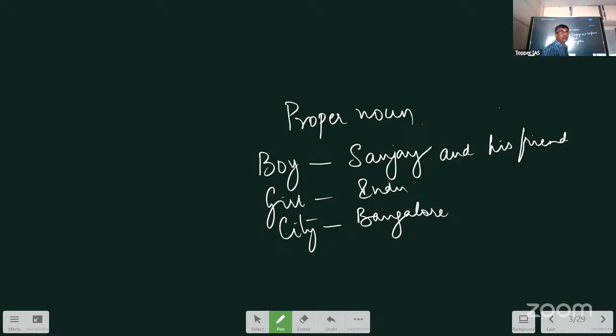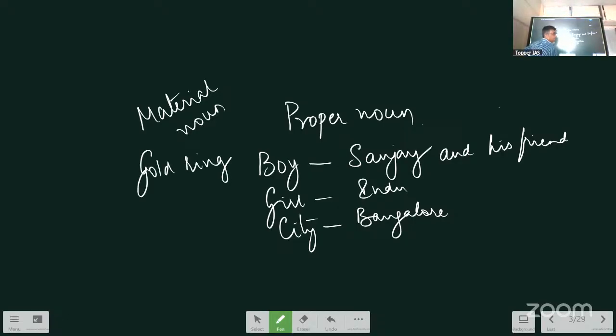Proper nouns cannot be made plural by adding the spelling rule. You have to add "and". Clear? Now, I forgot to teach you one more noun. It is called material noun. So, what is this material noun? For example, gold ring. Now, in this, gold is called material noun.